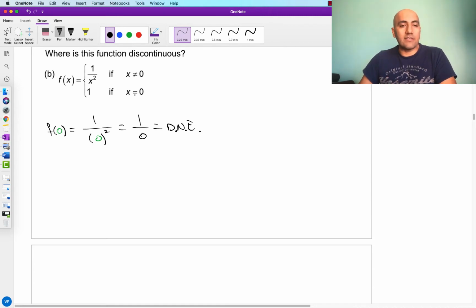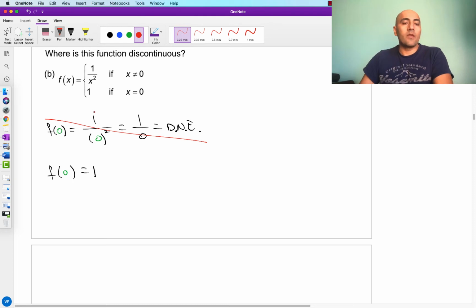When we have x equals 0, the output should be 1, right? So f of 0 for this function is defined. It's f of 0 equals 1. So this isn't really valid. You're not supposed to follow these instructions for x equals 0. You follow them for everything else. Okay, so part of it is there. The function is defined at x equals 0.